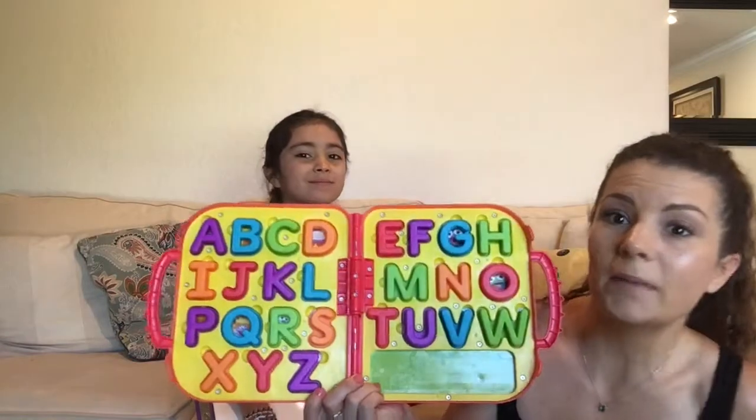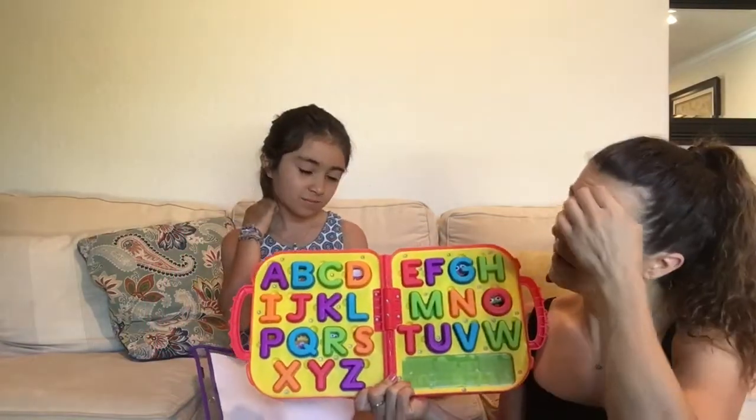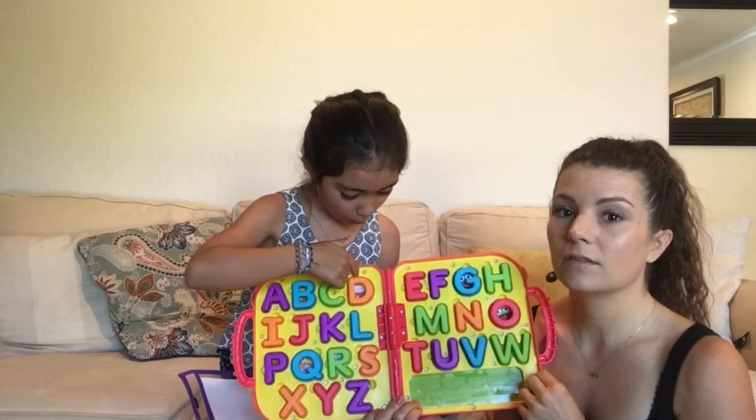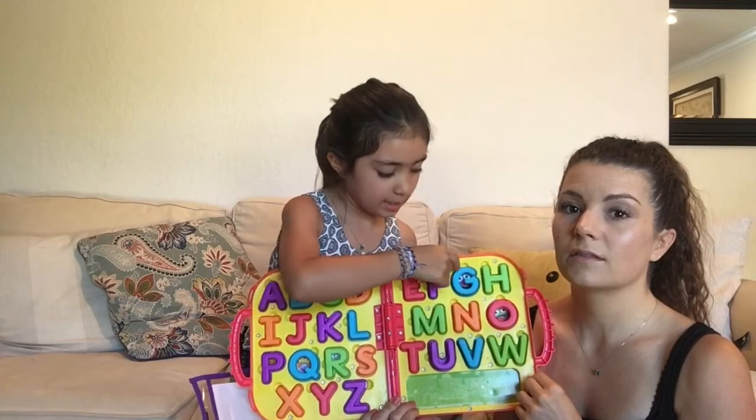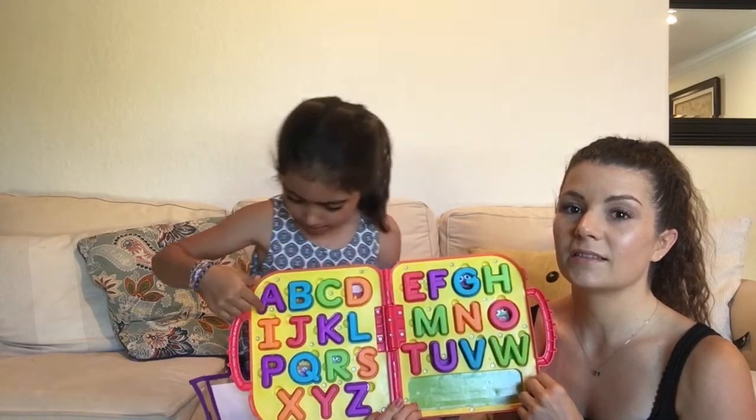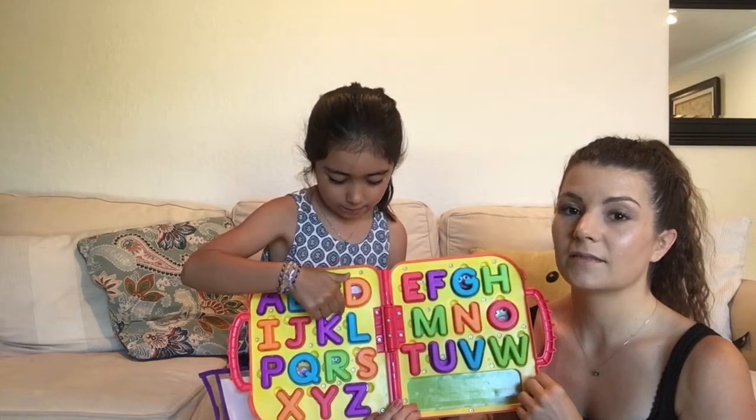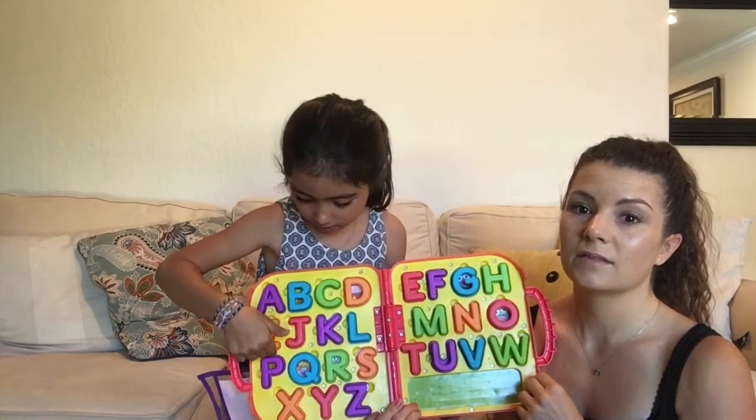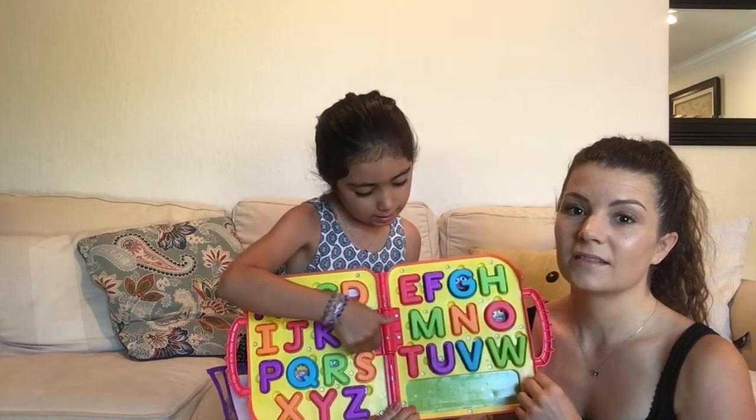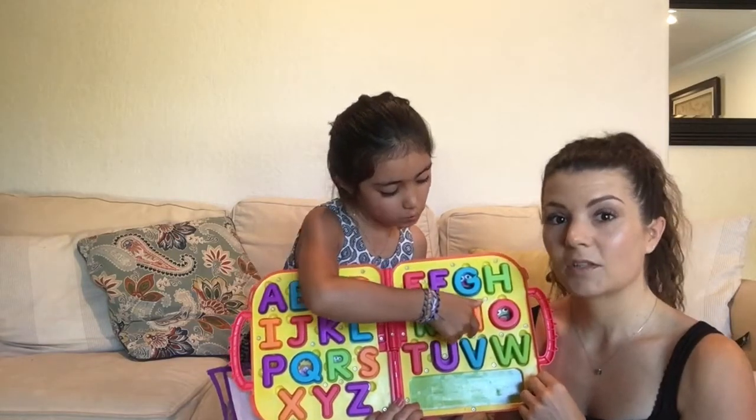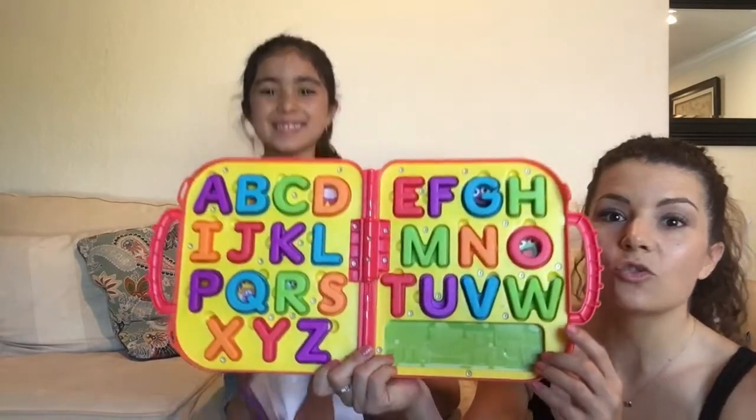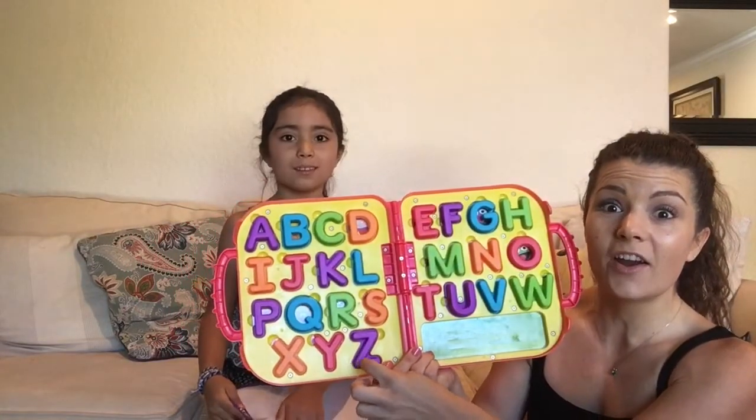So, do you know how many letters you've learned? Let's count all the letters in the alphabet. 1, 2, 3, 4, 5, 6, 7, 8, 9, 10, 11, 12, 13, 14, 15, 16, 17, 18, 19, 20, 21, 22, 23, 24, 25, 26. There are 26 letters in the entire alphabet, and you're about to learn the 26th letter.